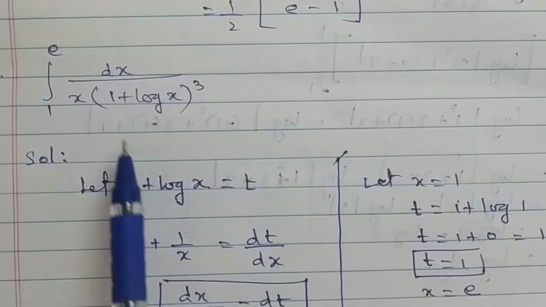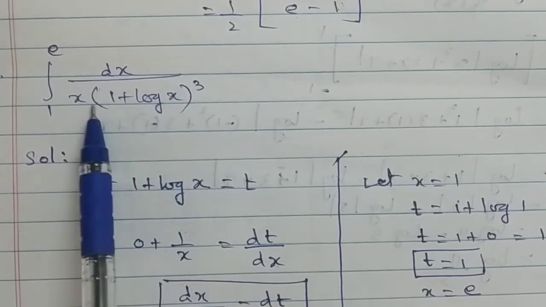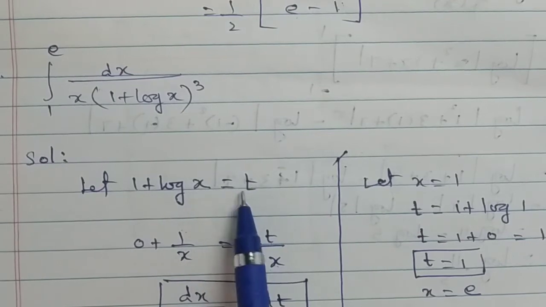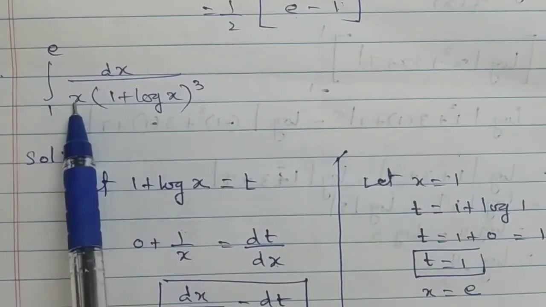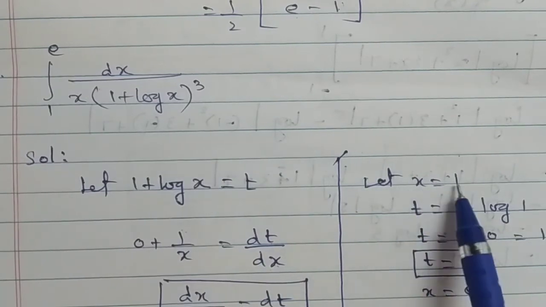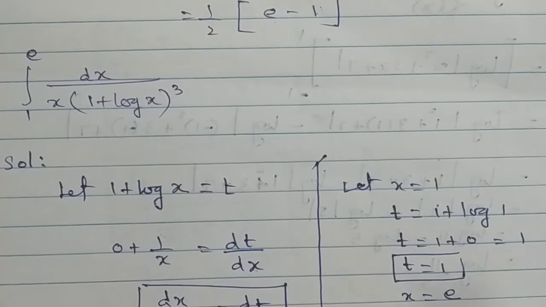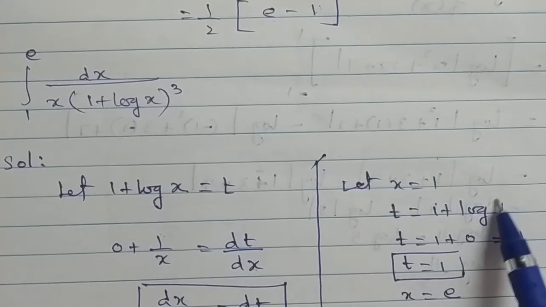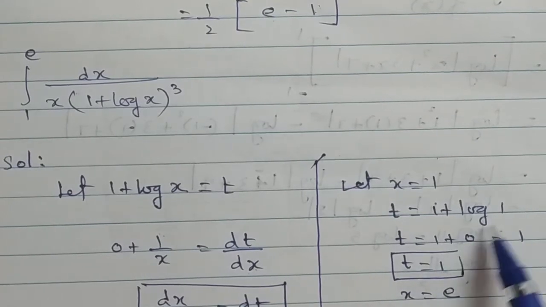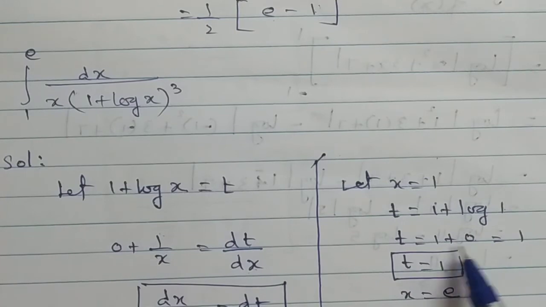And also you can find out the value for the limit. It is in terms of x, and we are converting it into t. Let x be equal to 1, the lower limit is 1. So when x is equal to 1, what is the t value? I am choosing t equal to 1 plus log x. So 1 plus log 1: log 1 value is 0, so 1 plus 0 is 1. t equal to 1.